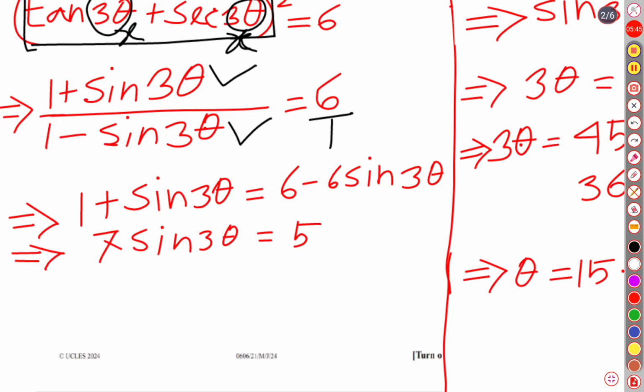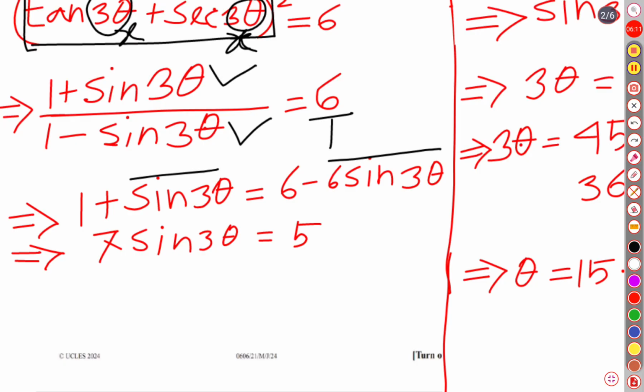Now 1 sine 3 theta is positive, so if 6 is transposed to the left side, it is going to be positive. So 6 plus 1 is equal to 7 sine 3 theta equal to, and 6, if we transpose this one to the right side, then it is going to be negative. So 6 minus 1 is equal to 5. Ultimately, what did we get? 7 sine 3 theta equal to 5.